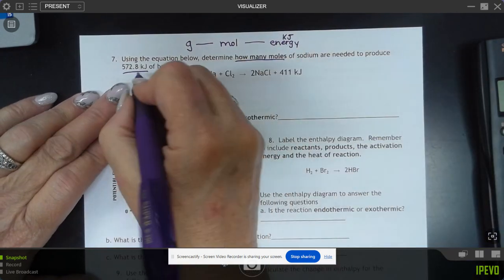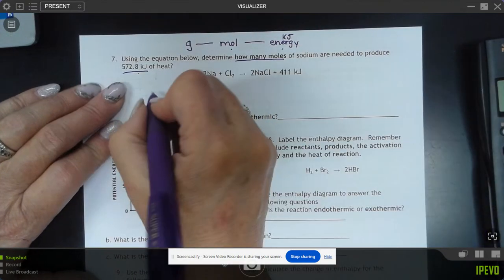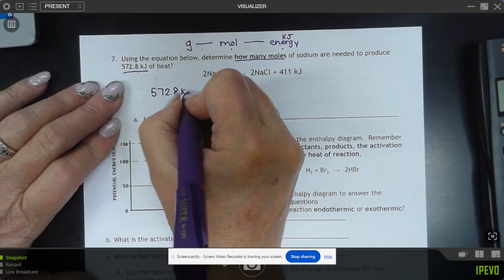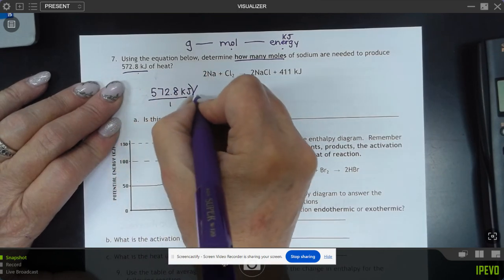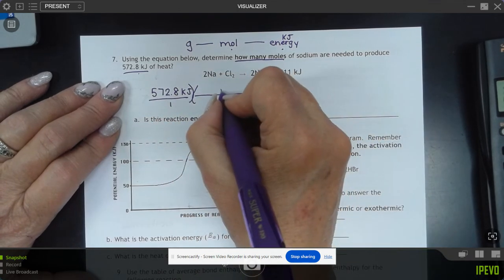All right, so it's giving us kilojoules. We need to just do one step to get to moles. Okay, so 572.8 kilojoules. All right, so that tells us on the bottom we're going to have kilojoules. On the top, we're going to have moles.